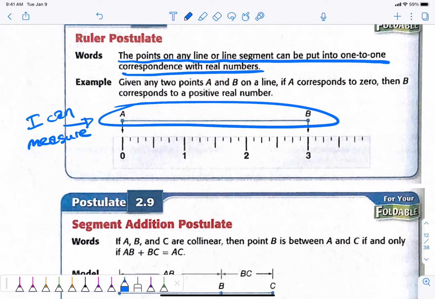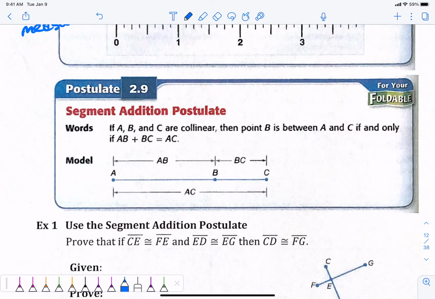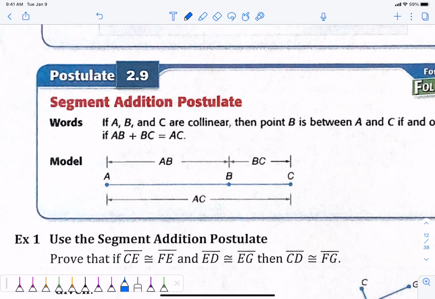That's all. But this next one is called the segment addition postulate. And with segment addition, you are adding segments.